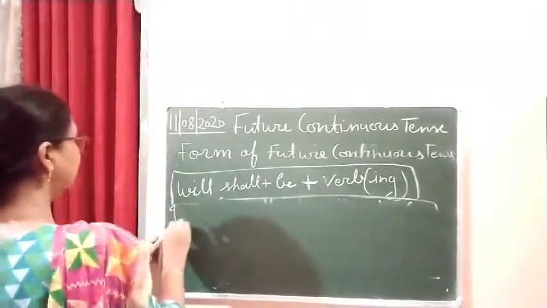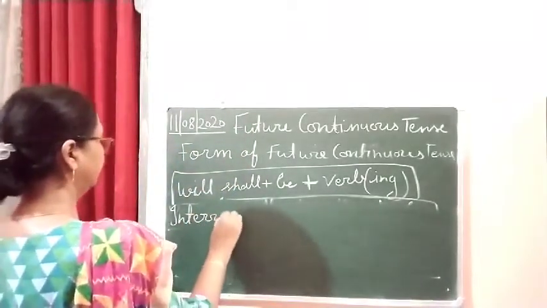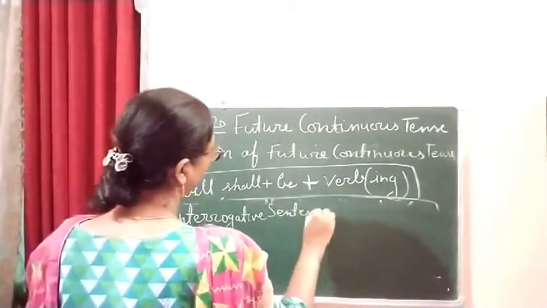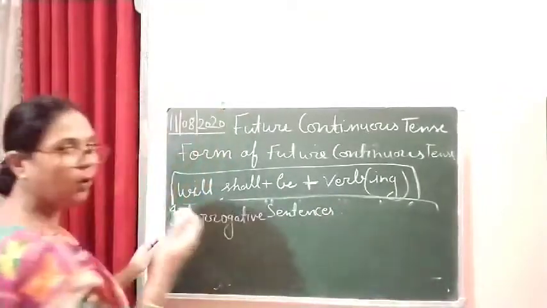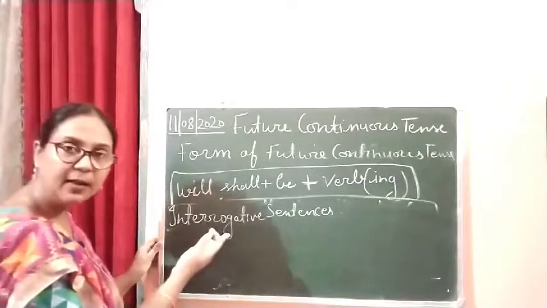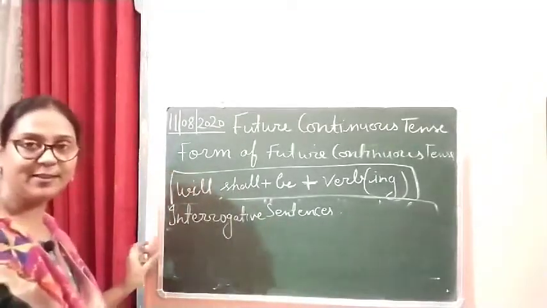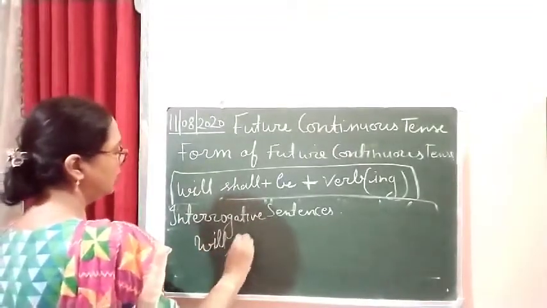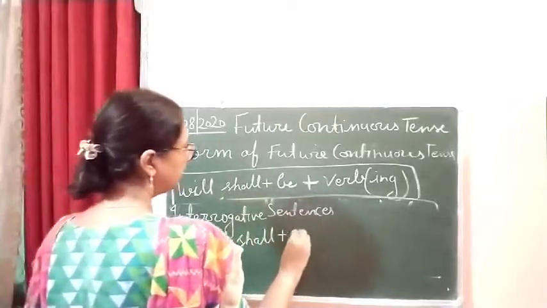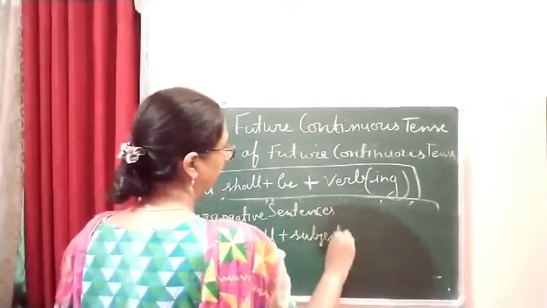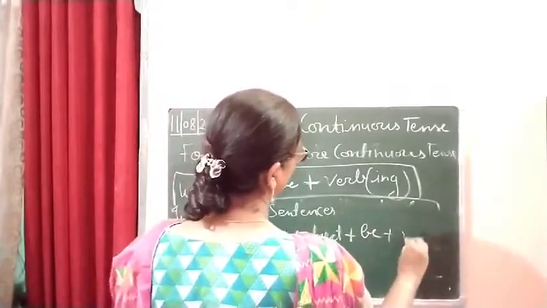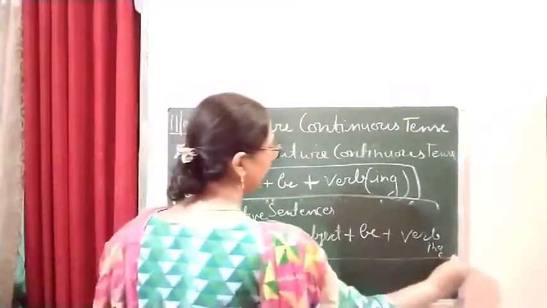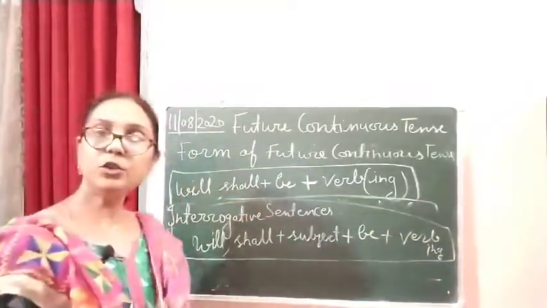Now, interrogative sentences. How are we going to make them? First of all, as you all know, we are using shall and will in the future tense. So here you can see will or shall plus subject plus be and then verb with ing. This is the formula to make interrogative sentences in future continuous tense.